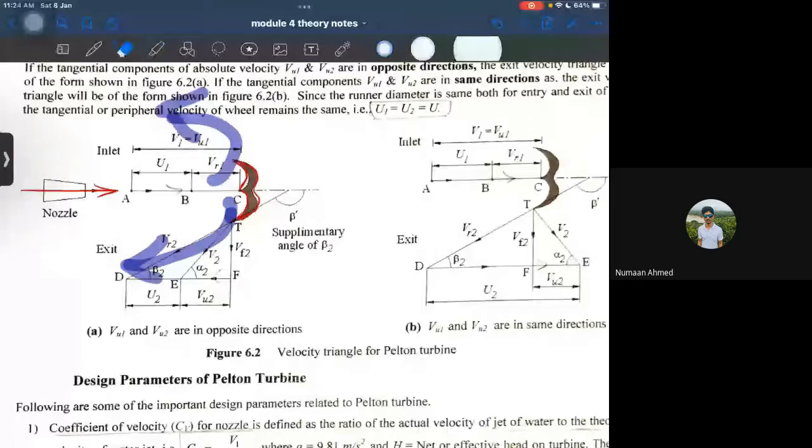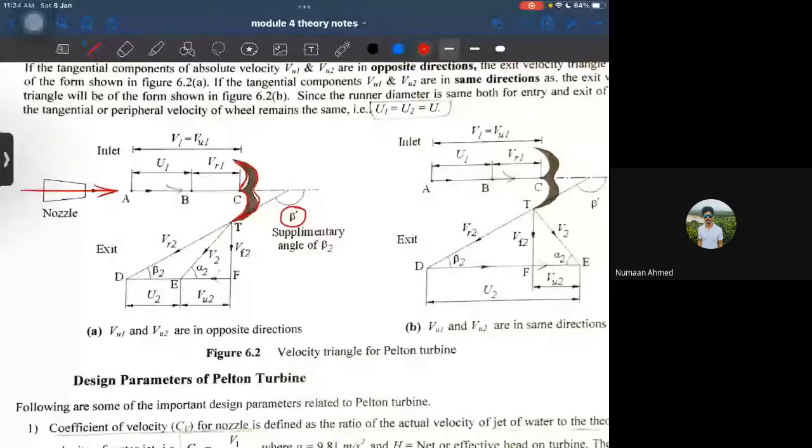Okay. So because of this deflection of water, how much does it get deflected? It gets deflected through an angle of beta dash, which is a supplementary angle of beta 2. Okay. So just remember all these concepts.